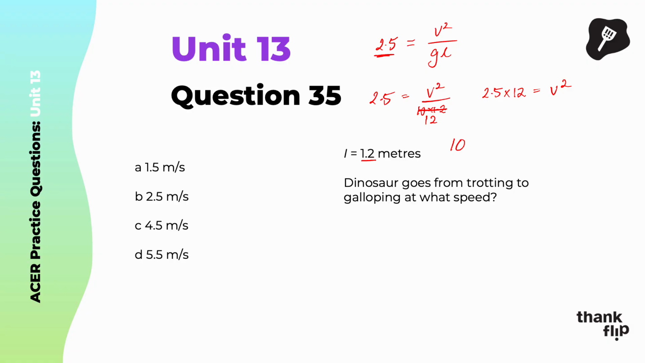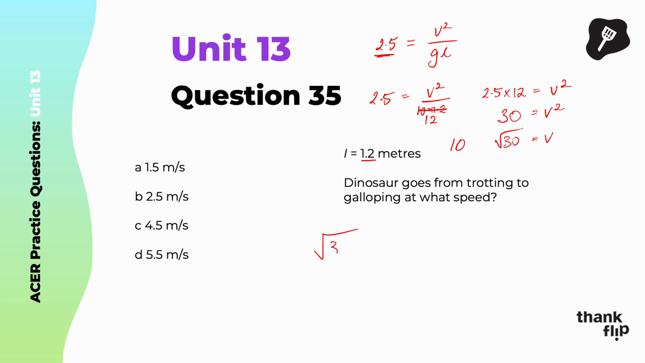So let's solve what 2.5 times 12 is. Sometimes for mental maths, I can go 12 times 2, that's 24, and then plus 0.5 of 12, which is going to be 6. So that's 30, equals v squared. And then we have to square root both sides to find the speed. So square root of 30.